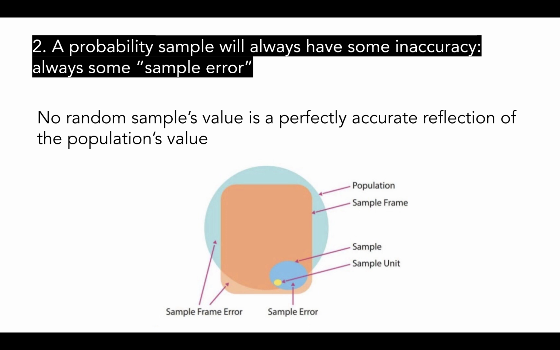Why? Well, simply because you sample. As soon as you sample, in order to sample, you need a sample frame. Sample frame comes with sample frame error. A sample basically is based on that sample frame, so as a consequence has some sample error. So no random sample's value is a perfectly accurate reflection of the population's value. So you'll always have some inaccuracy.